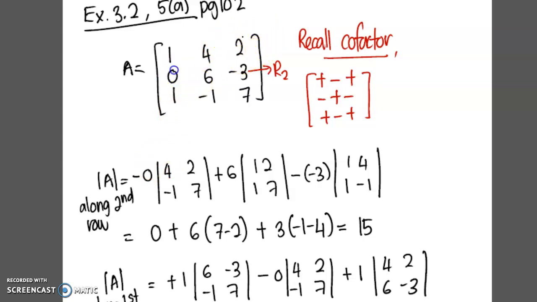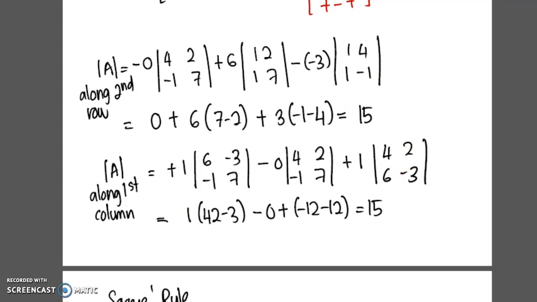So the element first is 0. So sign is negative sebab dia row yang kedua. So 4, 2, minus 7. And then second element is 6 sebab yang kedua ni adalah positif. So positive 6 and so on. So you get 15. Okay, kalau guna first row, first column pun sama juga, dapat jawapan 15.